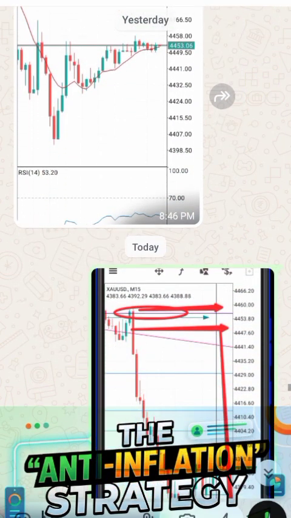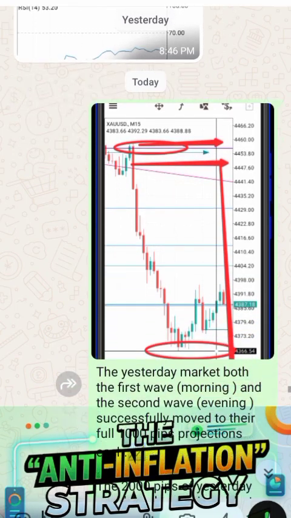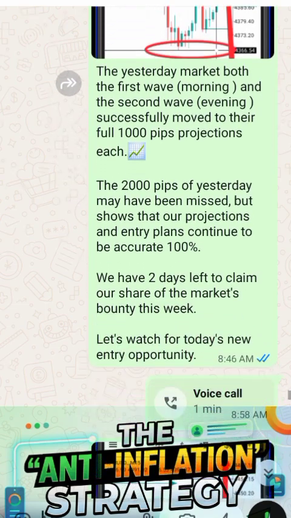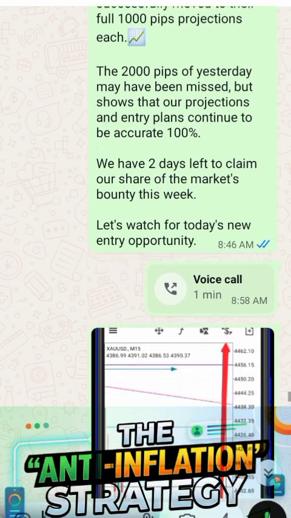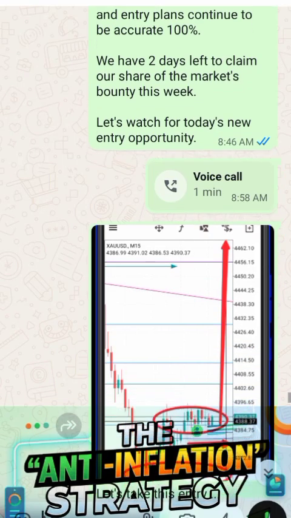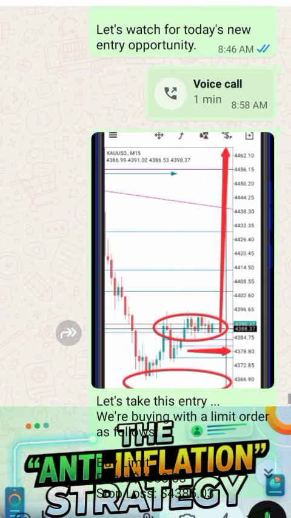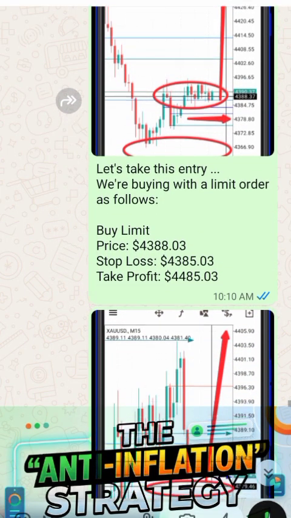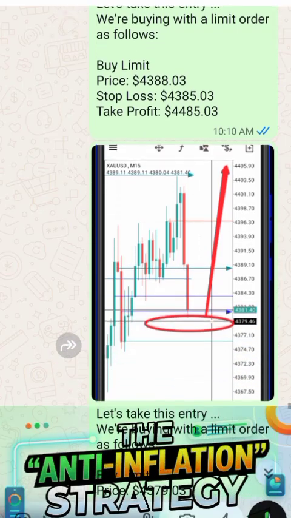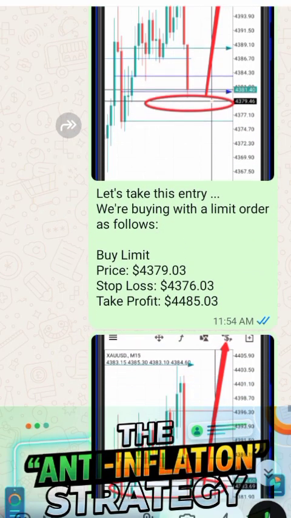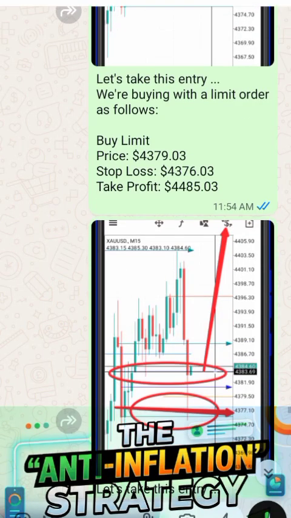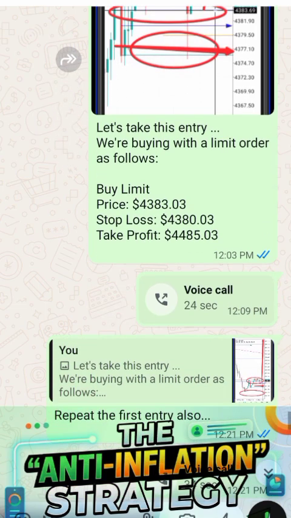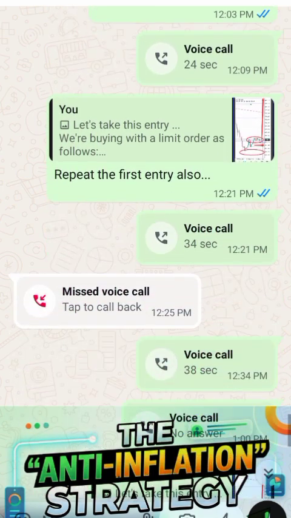and this is how we call the short. We had called the short earlier, showing that our projection was already based on the Power 40 scientific trading rule. Okay, so these were the entries we called. So we called for buy limit at 4388, then also 4379, and you can see that our projection is take profit at 4485.